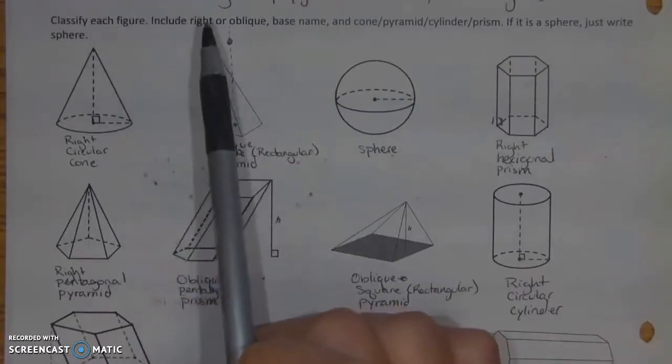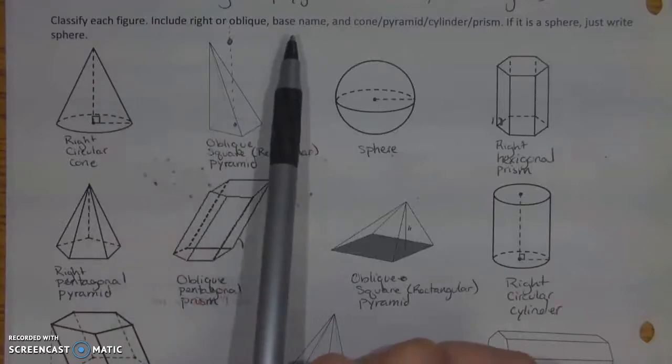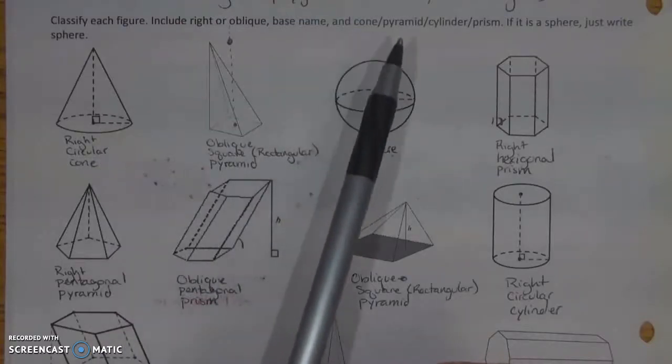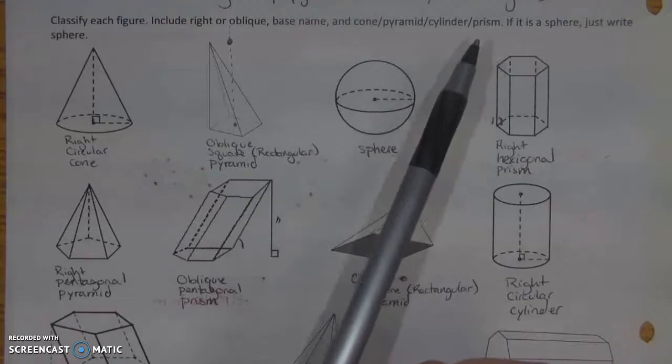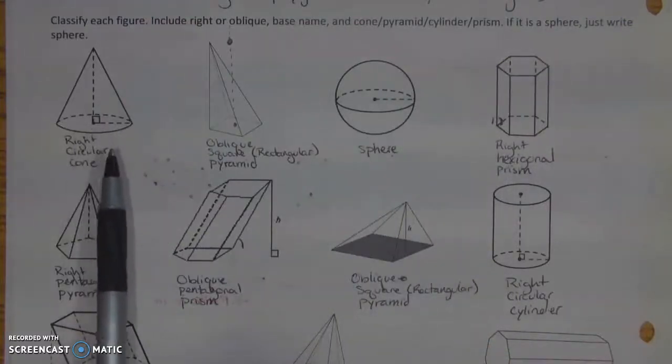When you're naming, you're going to go in this order. You're going to say right or oblique. So here we have a right figure. You're going to then call out its base name, and here this is a circular base, so I have a right circular. And then you're going to say cone, pyramid, cylinder, or prism. If it's a sphere, you can just say sphere. Those ones are pretty easy. So here we've got a right circular cone, because that's as specific as I can get.